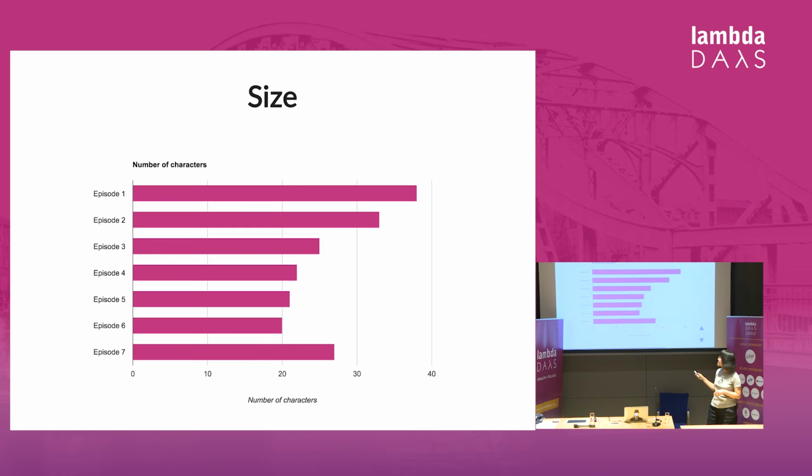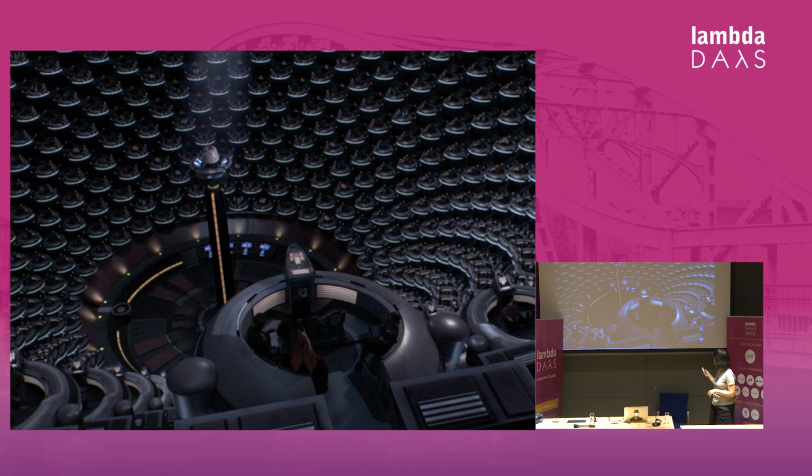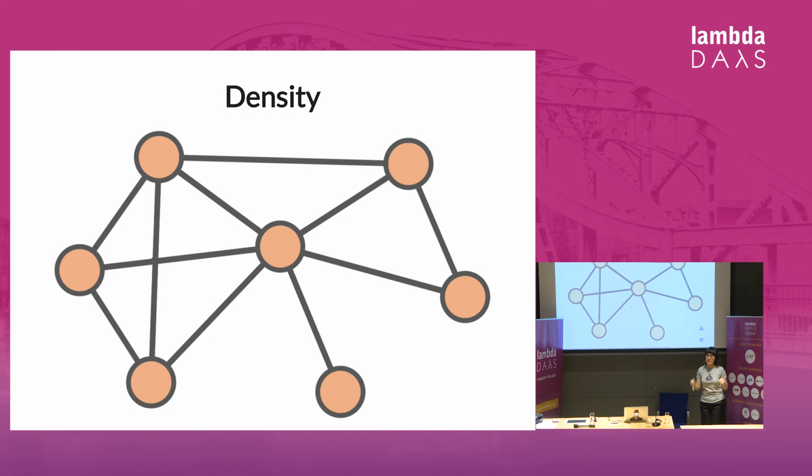The original trilogy has fewer characters. And these are just characters that talk in at least 2 scenes. I discarded characters that appear just once. And I also discarded characters that are not specifically named. That means if someone is just called a stormtrooper or a technician, they are not in this network. And episode 7 has more characters again.